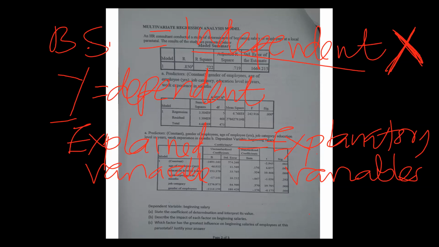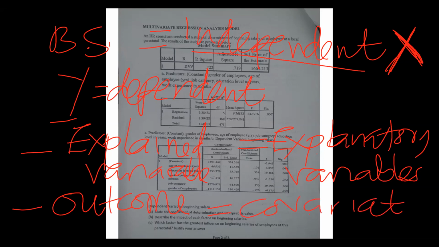You can also say outcome variable, if you don't want to use dependent variable. The dependent variable is also called the outcome variable. If you want to use outcome variable, then the x variables will be called the covariate variables. The covariate variables.